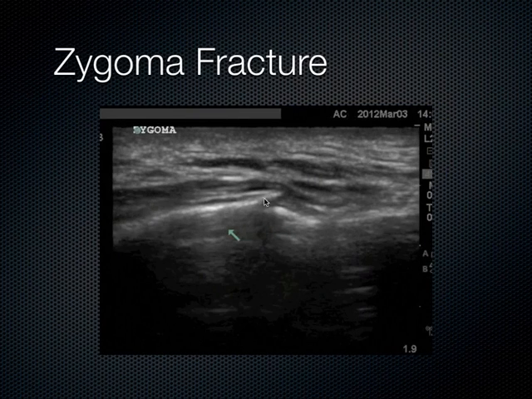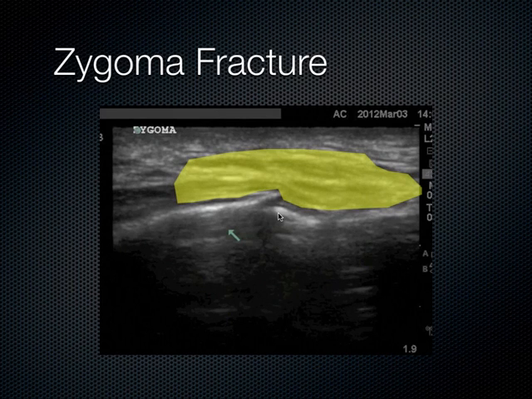So this is actually what a zygoma fracture looks like. You can see the discontinuity here, the drop-off in the cortex. The zygoma is going along here, and then poof, there's a drop-off there. And all that is soft tissue swelling, that hypoechoic fluid seen just superficial to the fracture.